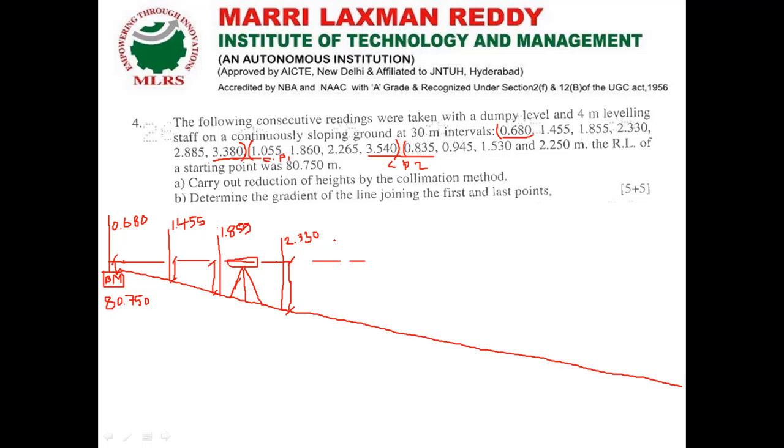Then another 30 meter. So in the next 30 meter, the ground to line of collimation height is 2.885. Okay, then the last reading 3.380.